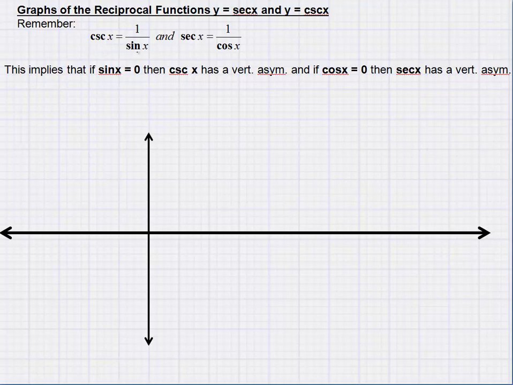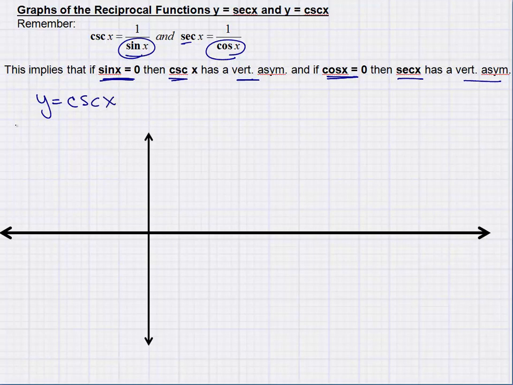If cosecant is equal to 1 over the sine, that means whenever the sine is equal to 0, cosecant is going to have a vertical asymptote. And the same thing here for cosine. Secant is equal to 1 over cosine, so when the cosine equals 0, the secant is going to have a vertical asymptote. So in order to draw these, what I'm going to do is first look at, let's do cosecant. So if I want to draw y equals the cosecant of x, first I'm going to draw y equals the sine of x. In that case, I would get this.